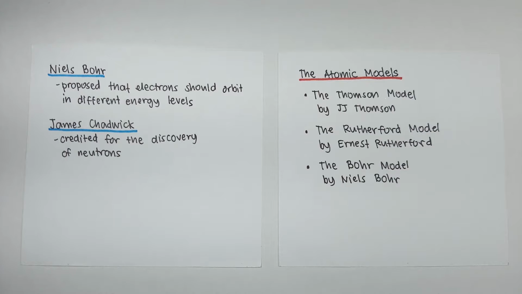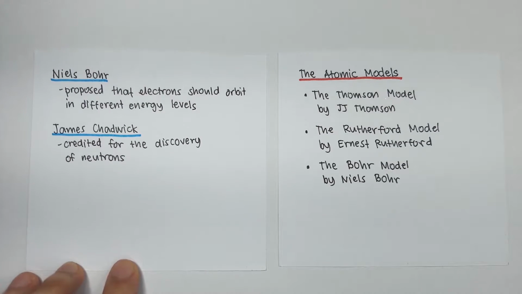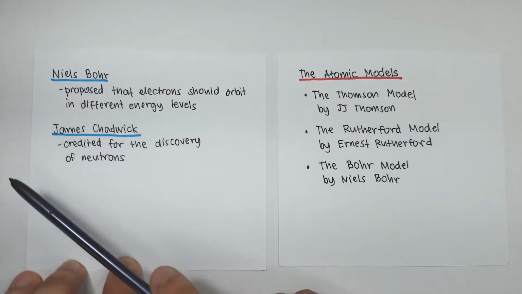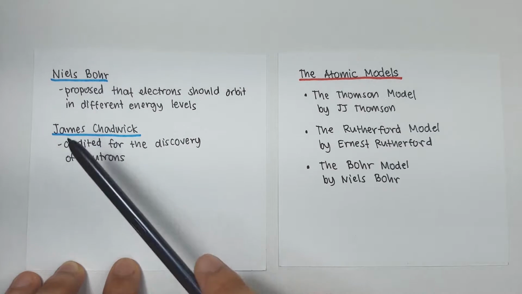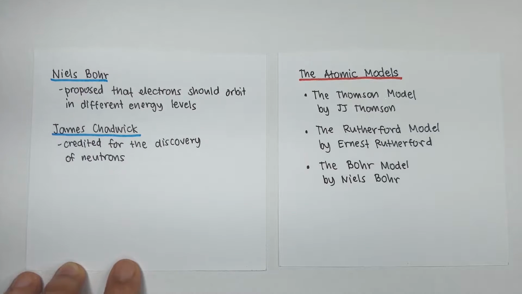So now we know about the electrons, protons, and nucleus. To cut it short, the one who is credited for the discovery of neutrons is James Chadwick. Okay? So that's it for the extended history of chemistry.